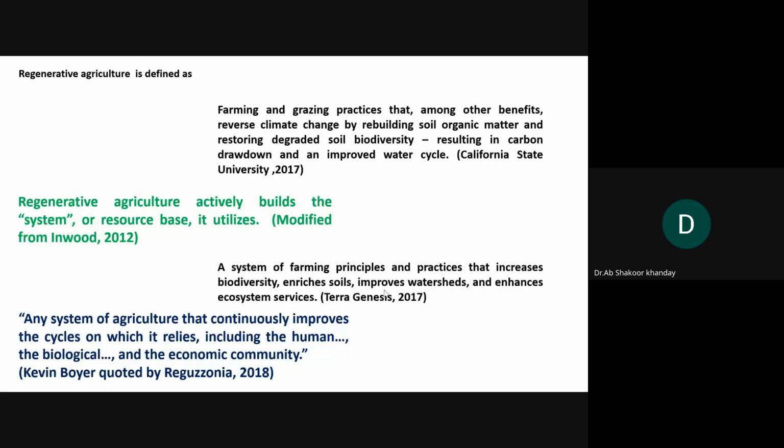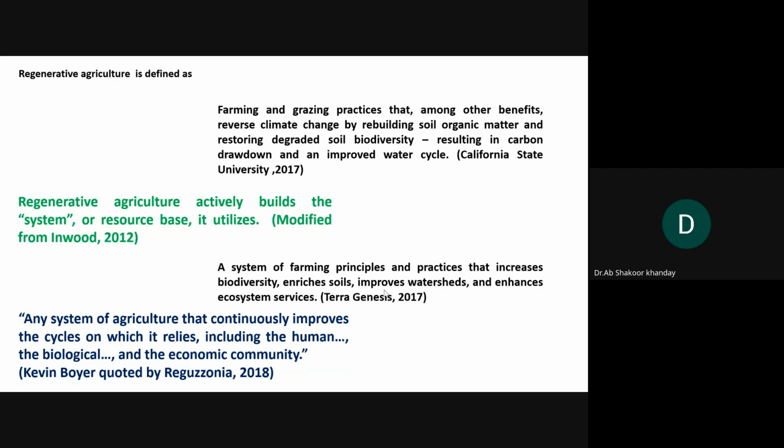Farming and grazing practices that, among other benefits, reverse climate change by rebuilding soil organic matter. That means those farming and grazing practices which enhance soil carbon sequestration. How is this possible? This is possible through agroforestry, because it is the intentional combined cultivation of different crops having different root systems, different root depths, different root behavior. So they build soil organic carbon, and they restore the degraded soil biodiversity.